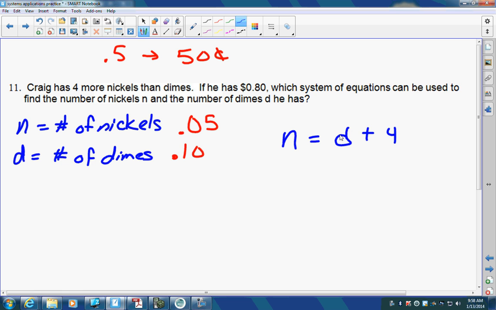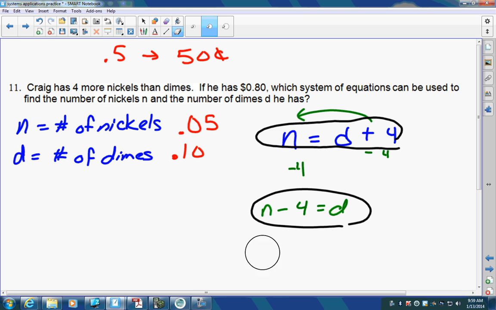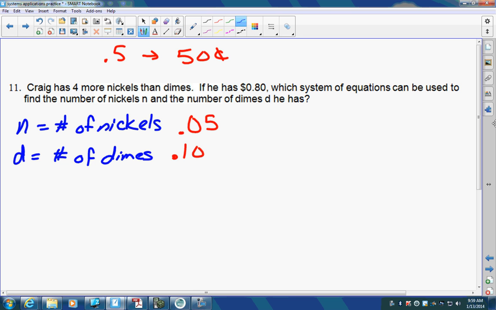Now, you could write this a different way. Say I move this 4 to the other side. How do I move it over? Can you just put the plus 4 on the other side? You would subtract it, right? And you could have n minus 4 equals the dimes. My point is, because you don't know which one they'll use if it's multiple choice, it could be this equation or this one. Now for my solving, I'm just going to go ahead and go with n equals d plus 4.